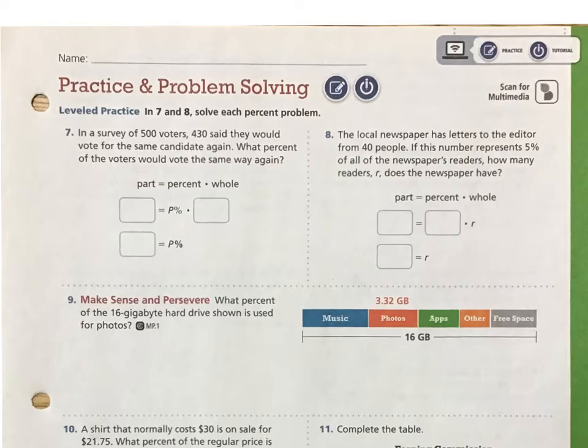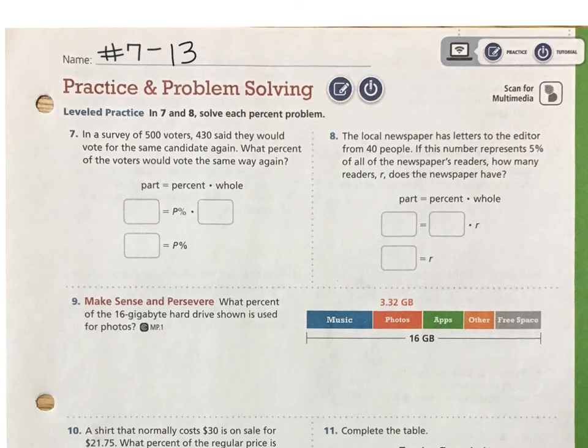Now I want you to try a few problems on your own. You're going to pause the video while you try these problems and then come back and check your answers when you're finished. Make sure to mark any questions that you have so that we can go over them together in class. Pause the video while you try question numbers 7 through 13. Again, you're going to work on this page only right now, numbers 7 through 13. Remember to pause the video so that you can do the work and then you'll come back and check your answers.